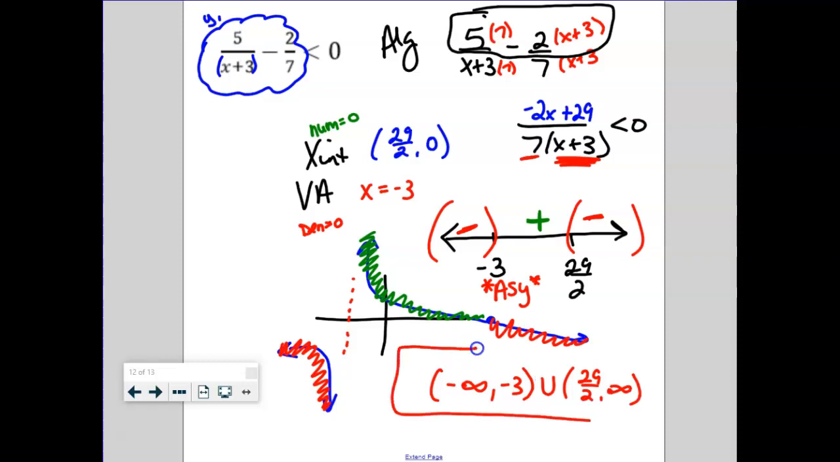So taking a hybrid approach of using your little sign chart for domain interval, but also looking at your calculator, also looking at your algebra, everything should match up. All right, good luck.